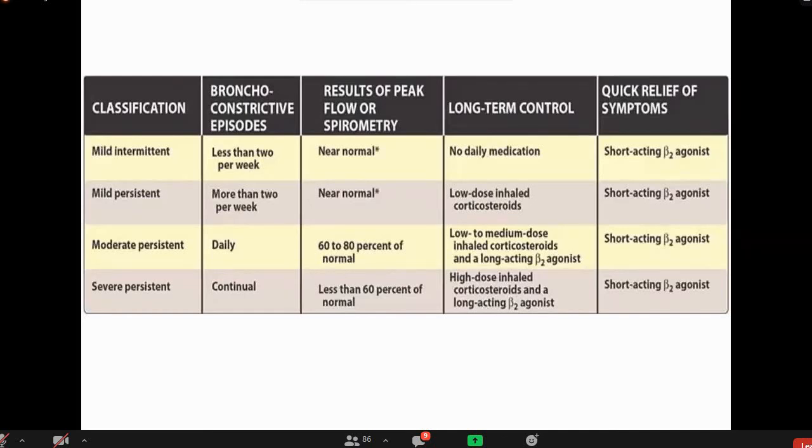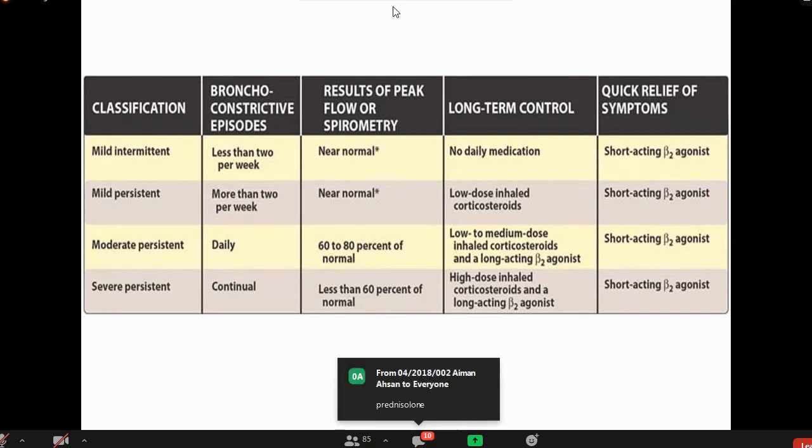High dose inhaled glucocorticoids and a long acting beta 2 agonist. And if the patient is in emergency and that is the status asthmaticus, that patient is unable to take a breath, so we can use intravenous glucocorticoids. We have two important examples of intravenous glucocorticoids that can be used in an emergency situation. Can you recall the examples of those two parenteral glucocorticoids in status asthmaticus? That is prednisolone and hydrocortisone.